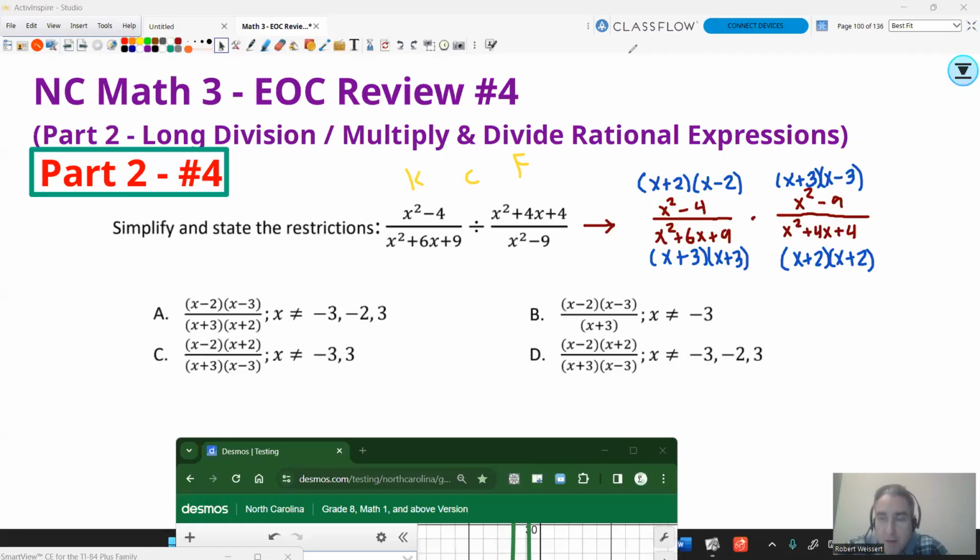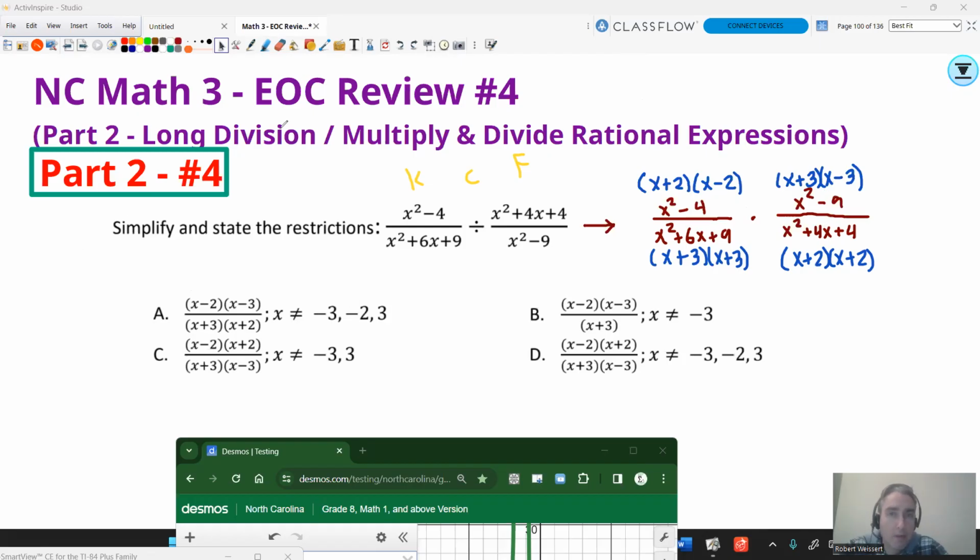All right, in the blue, you'll see the factored form of each of those expressions. The top two are difference of squares, so positive and negative. And the bottom two are actually perfect square trinomials, so you'll see the same number. 3 times 3 is 9, 3 plus 3 is 6, 2 times 2 is 4, 2 plus 2 is 4. So it actually works out pretty nicely.